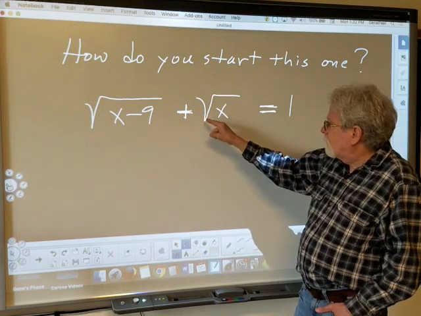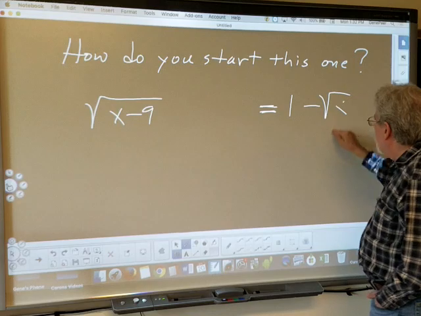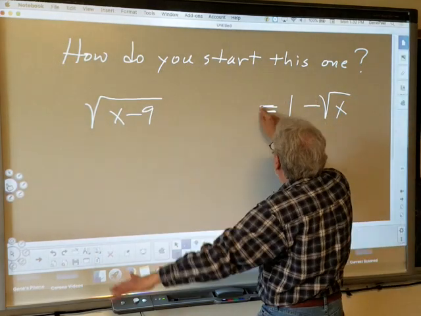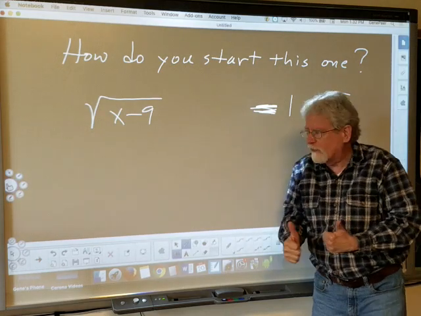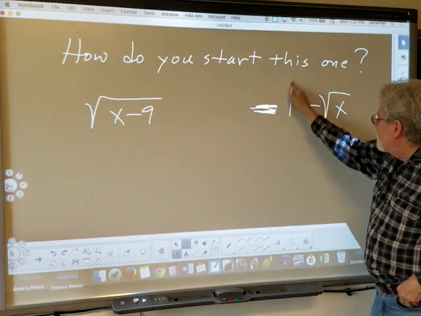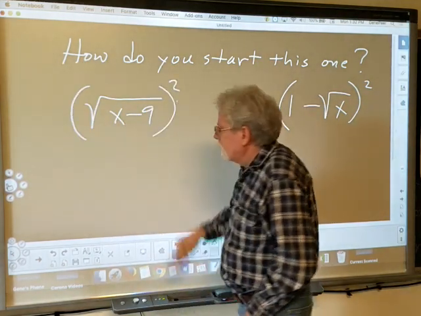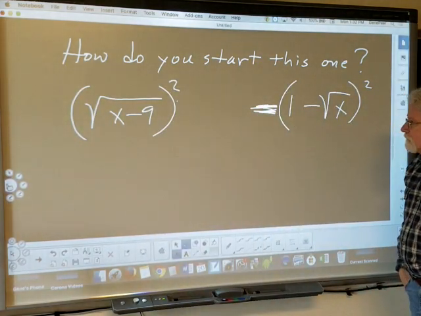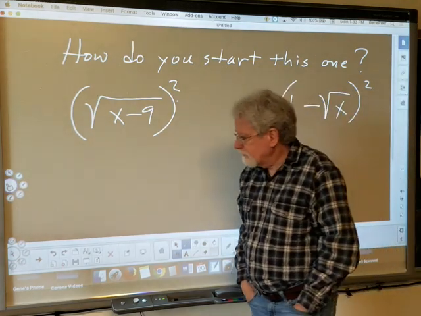Get rid of that plus square root of x. Subtract square root of x from both sides. Now we've got the radicals on opposite sides of the equal sign. Now they're safe. Now they can't hurt us. Now we square both sides just like we did in the previous example, and everything falls together rather nicely. It's not going to get any worse than that on the assignment.